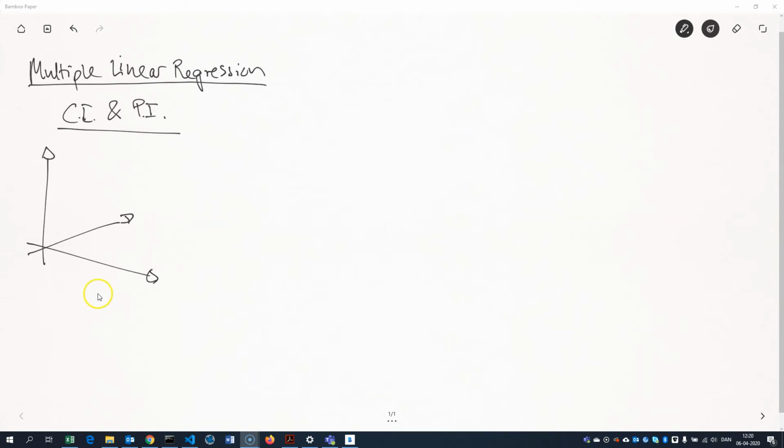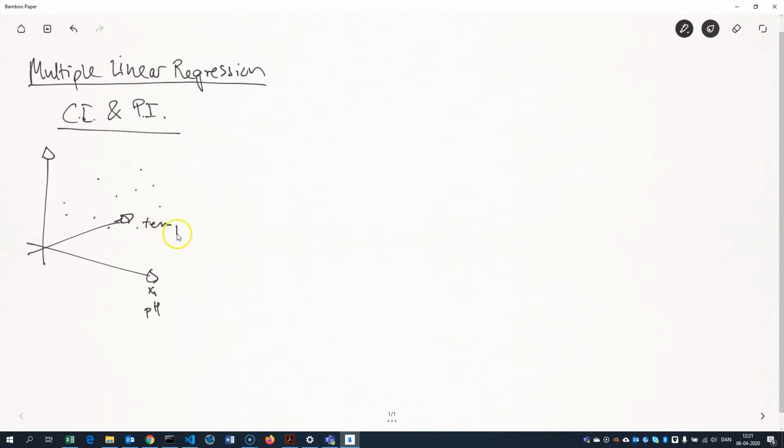So we're going to talk about the confidence interval for the mean response and the prediction interval for a new single observation in multiple linear regression. So the outset is that we have some data points, and in our example, the x1 regressor is the pH value at which the chemical process has been conducted.